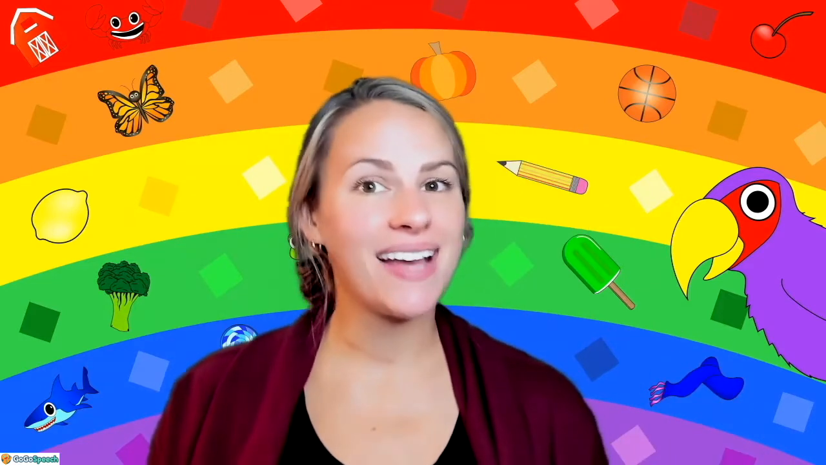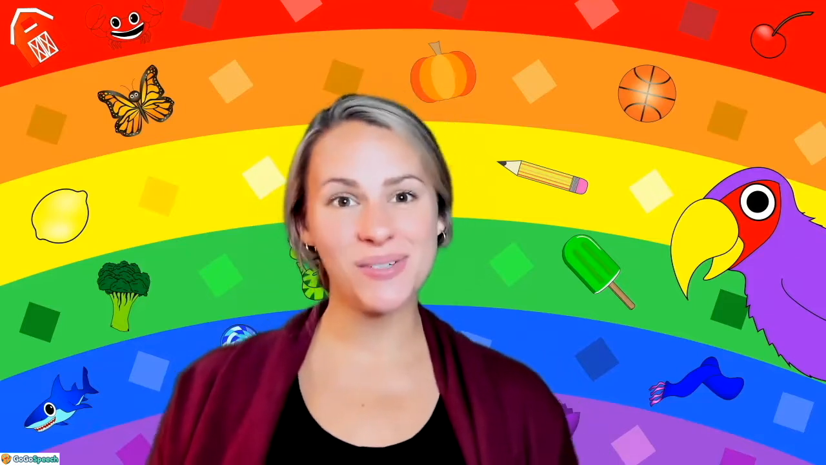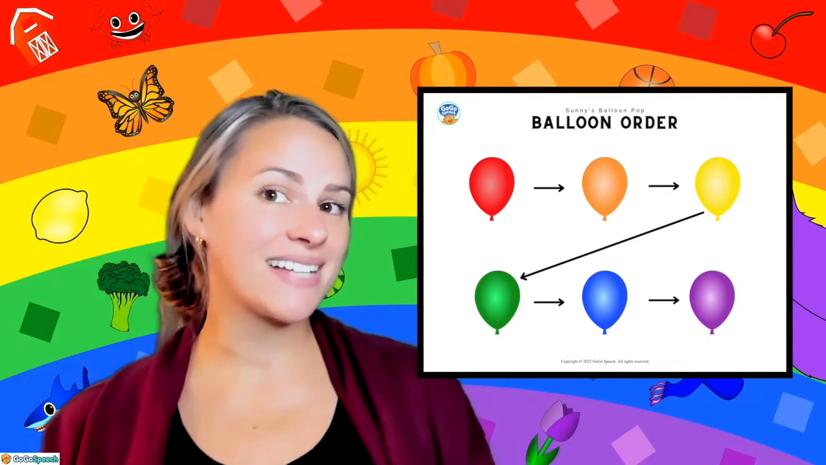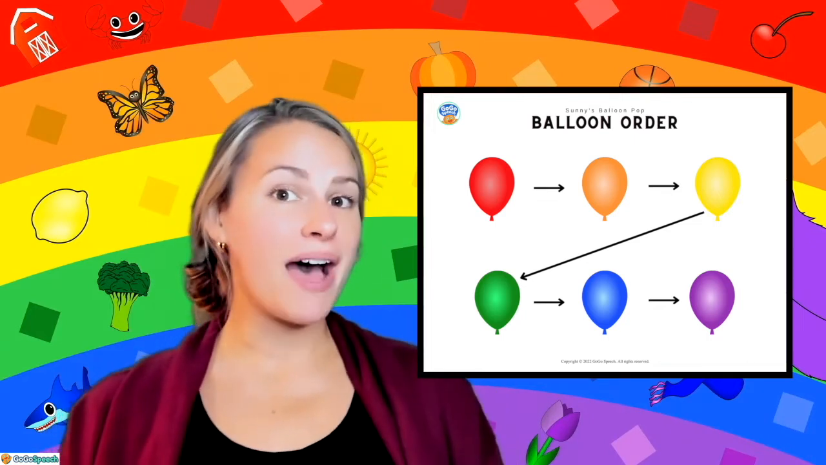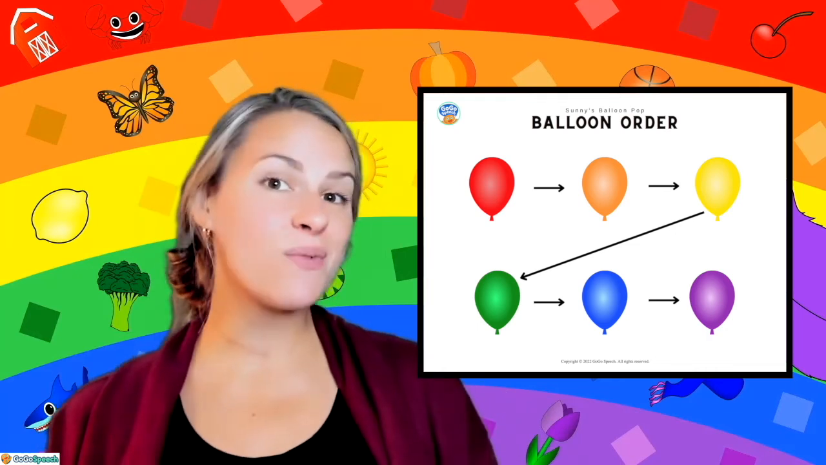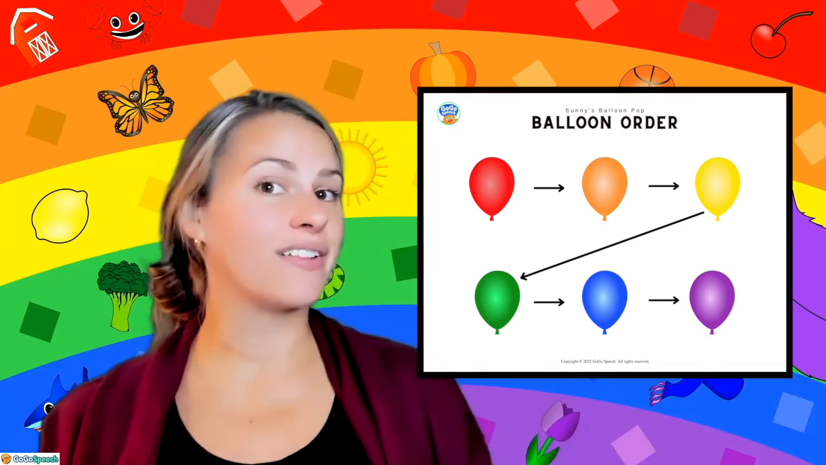GoGo members will also get access to some printable PDFs that go along with this story. So you'll have a printout of a visual with the balloon order, which might be helpful for some of your kids who are working on requesting the next color to pop. After each balloon is popped, you can cover that balloon with a little piece of paper or a token if you want, and then it's easier to see which color is coming up next.